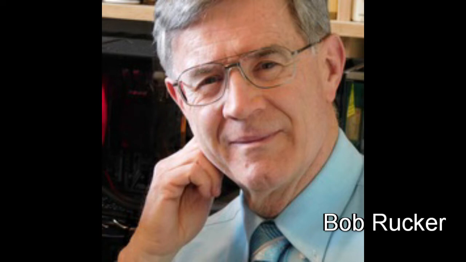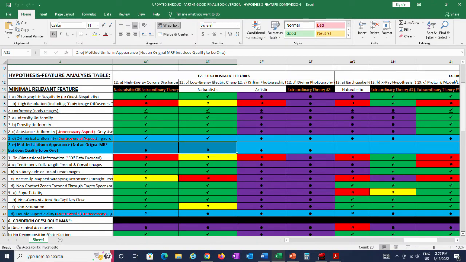So that's his explanation of how electricity functions in his theory, his radiation theory, and explains this mottled appearance of the shroud's uniform body image fibrils. But this would not be the case. You wouldn't have a mottled appearance at all under the naturalistic electrostatic mechanisms, such as the electric charge separation method that we're evaluating here. So it's an utter failure on this feature.